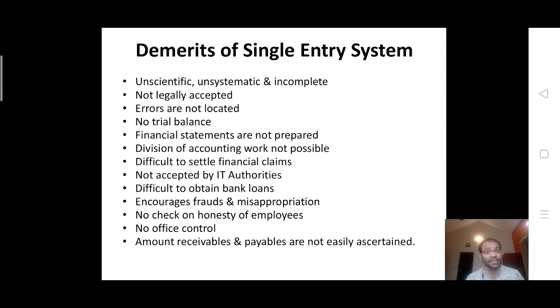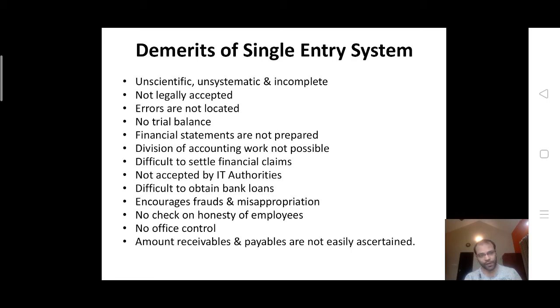It's difficult to obtain bank loans, encouraging frauds and misappropriations too. No control by the office members, and neither is there any check on the honesty of the employees. So obviously this leads to misappropriation of accounts, embezzlement of cash and fraudulent practices. And finally, the amounts receivable and payable are not easily ascertained here. So these are the different objectives, features, merits and demerits of single entry system.